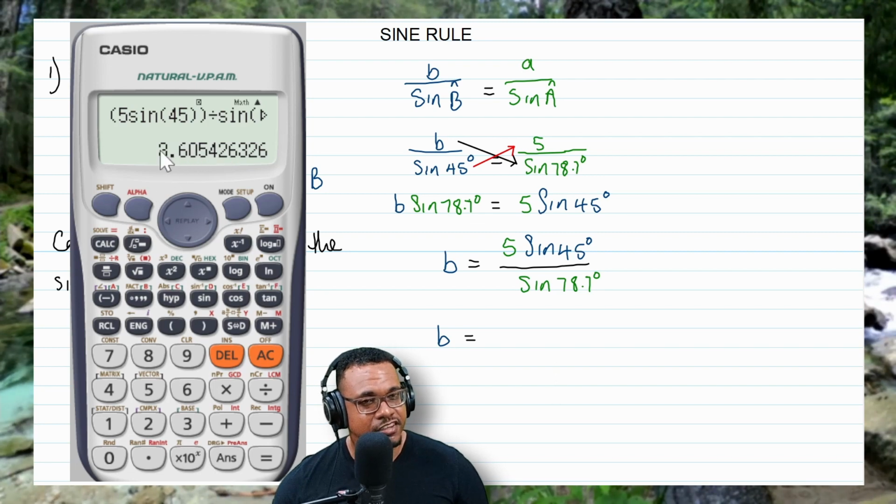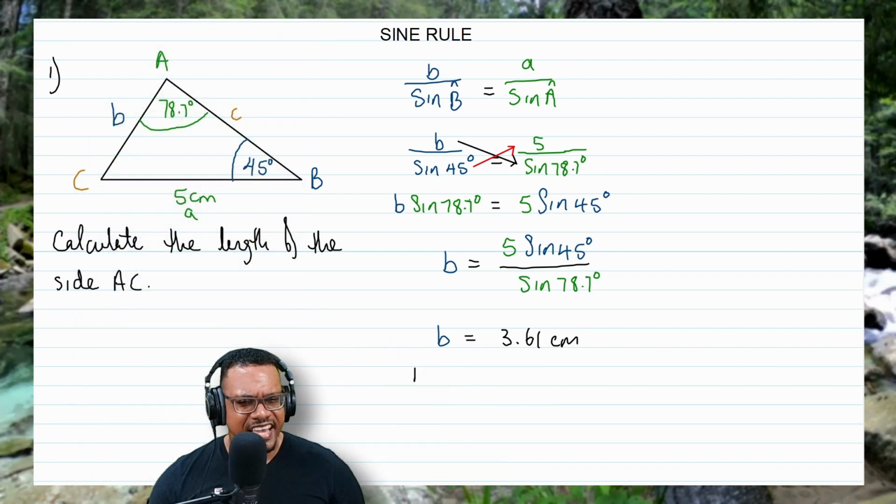So to three significant figures, we have 1, 2, 3. So after the zero is 5, so this 0 goes up by 1. So I get 3.61. So B will be 3.61 centimeters. So that means the side AC is equal to 3.61 centimeters.